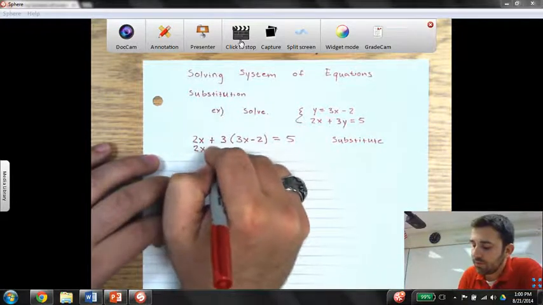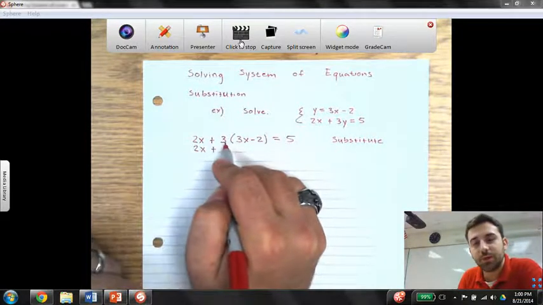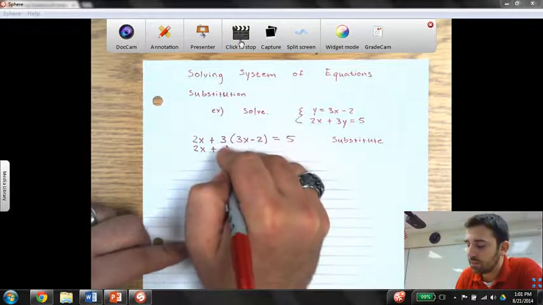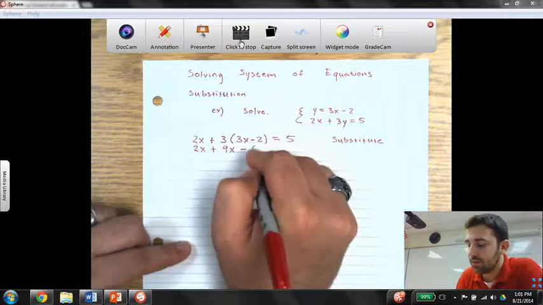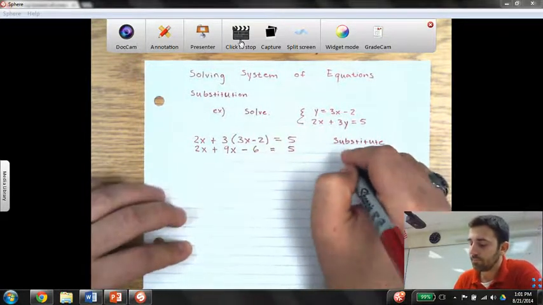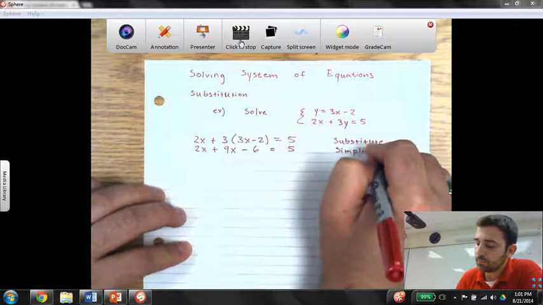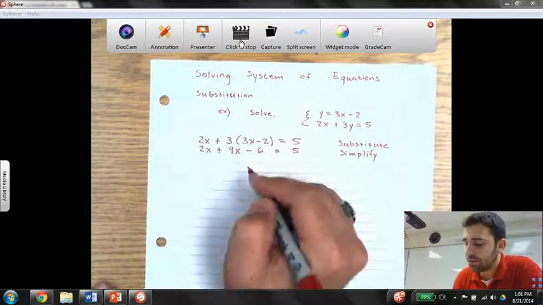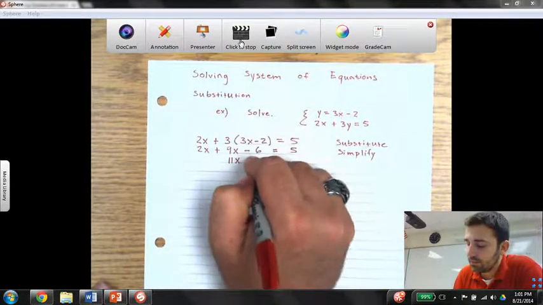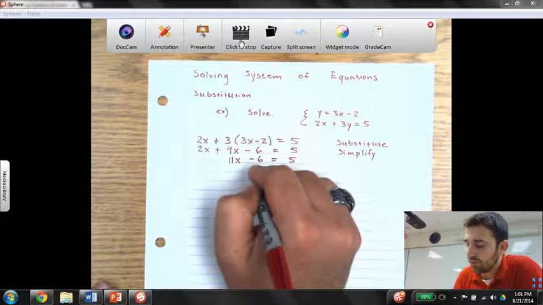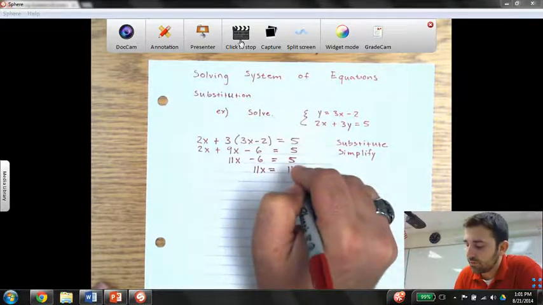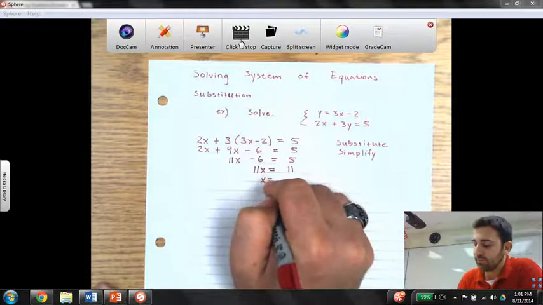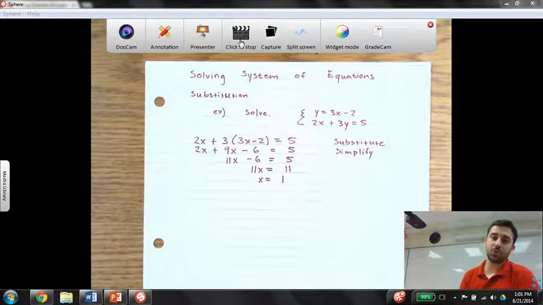In order to simplify this expression, I'm going to distribute this 3 to the terms in parentheses. 3 times 3x gives me a 9x, and 3 times 2 is 6. From here, I'm going to combine like terms and begin solving for x. So 9x plus 2x gives me an 11x minus 6. Solving for x, I'm going to add 6 on both sides. So 5 plus 6 is 11. Then I'm going to divide by 11, and that leaves me with x equal to 1.